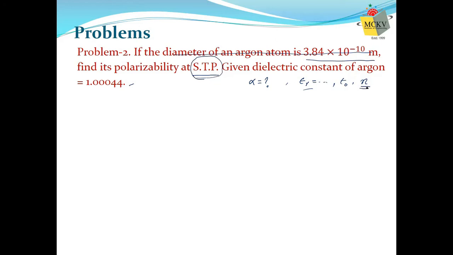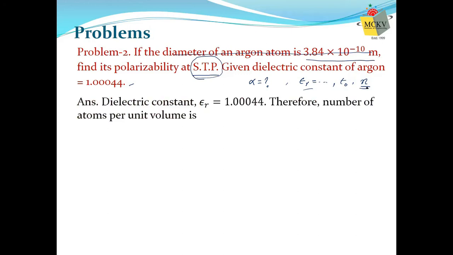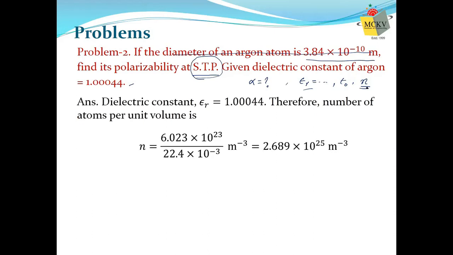Now at standard temperature and pressure, what is the number of atoms present? Avogadro number. We know that in STP, 22.4 liters contains 6.023 into 10 to the power 23 atoms, the Avogadro number of atoms. So from that we can estimate our n. Our n is nothing but the number per unit volume.